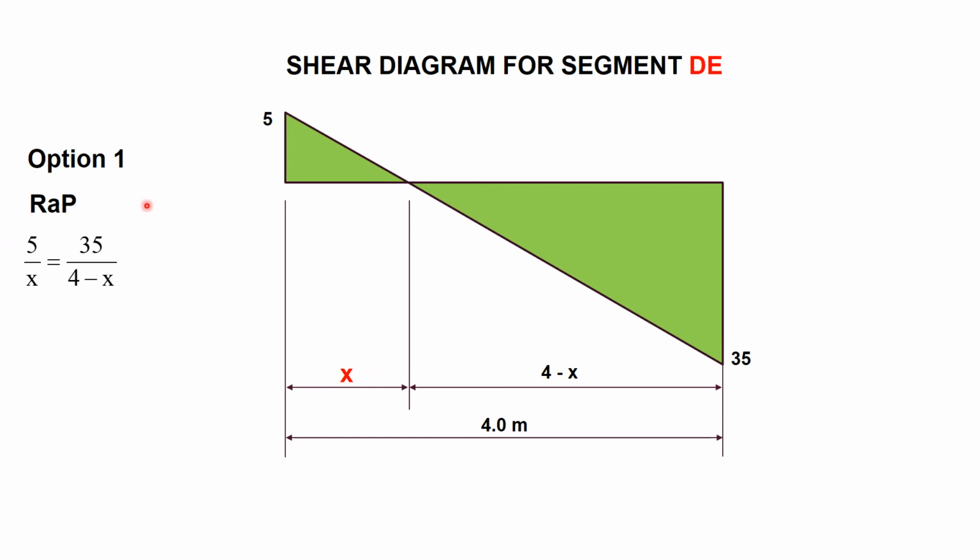Or if you want, pwede rin ito na yung reciprocal lang kasi pwedeng x is to 5 as 4 minus x is to 35. So it's just the same. Then you simplify this or this one and you will get x equals 0.5 meter.